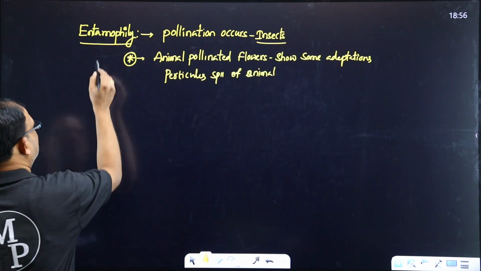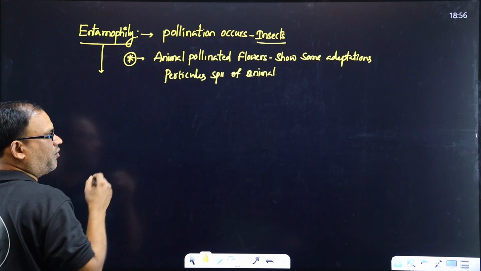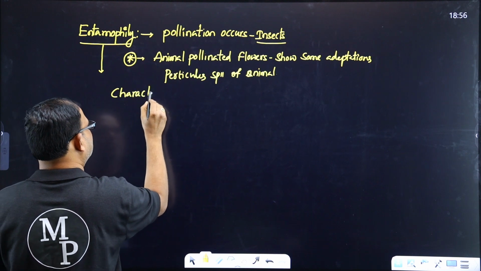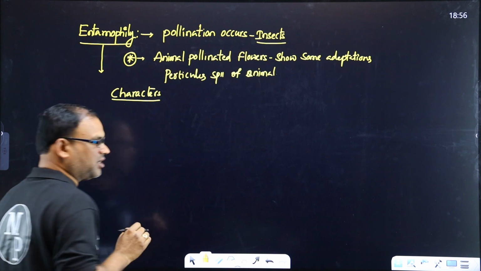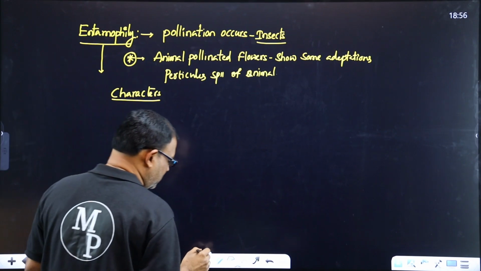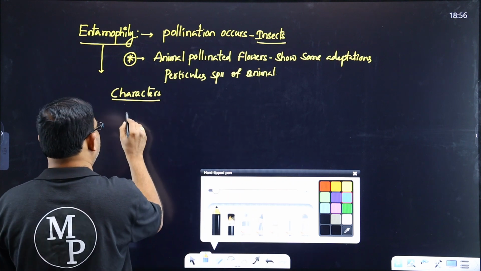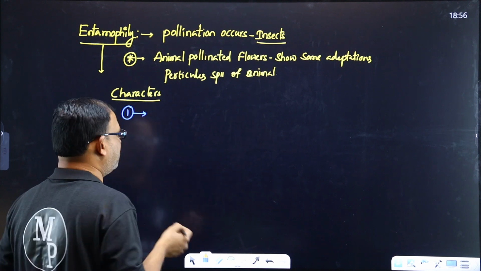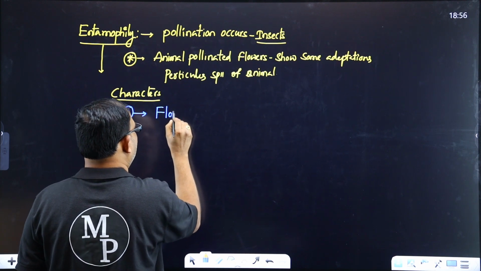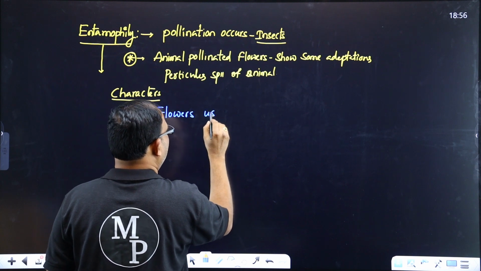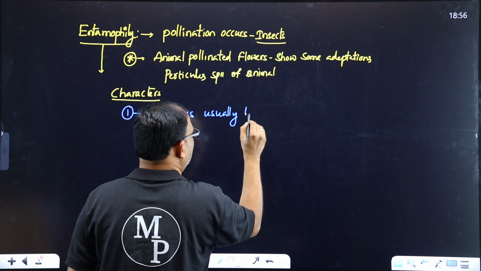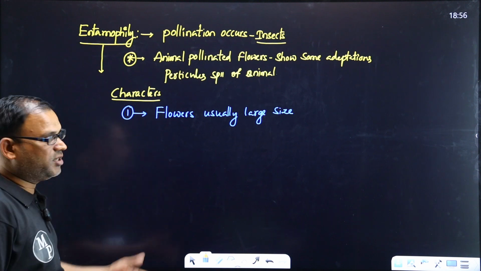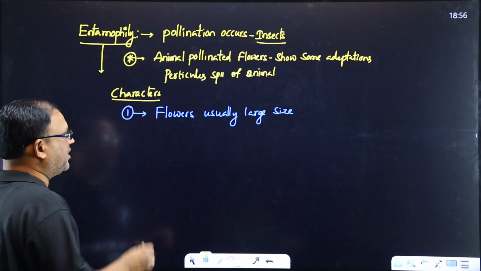The first one, entomophilous plant flowers, they show some characters. One by one we'll see. The first character is that flowers are usually large size. Very very important. Flowers ఎలా ఉండాలంటున్నాడు? Large size లో ఉండాలి. That is one of the adaptation characters.